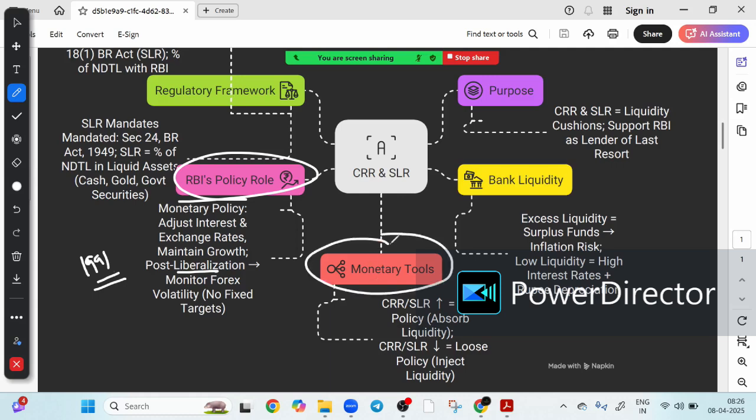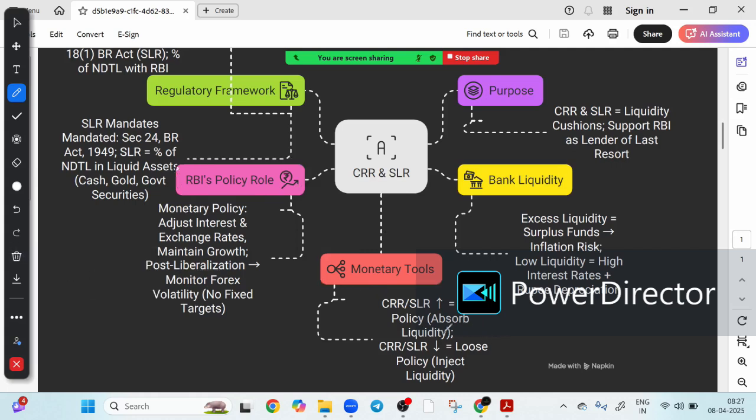And finally, we have the monetary tool function, right? When SLR or CRR is increased, it is called tight monetary policy. You must note it down: when SLR or CRR increases, it is called tight monetary policy, right? This absorbs liquidity. Whenever I say tight monetary policy, it means that it absorbs liquidity, cools down inflation, and slows excessive growth. So remember, when CRR or SLR increases, it is called tight policy. It absorbs liquidity, cools down inflation, and slows excessive growth.